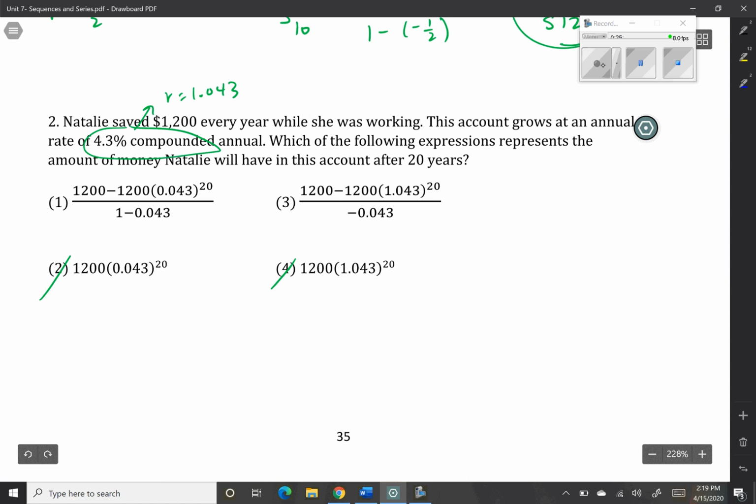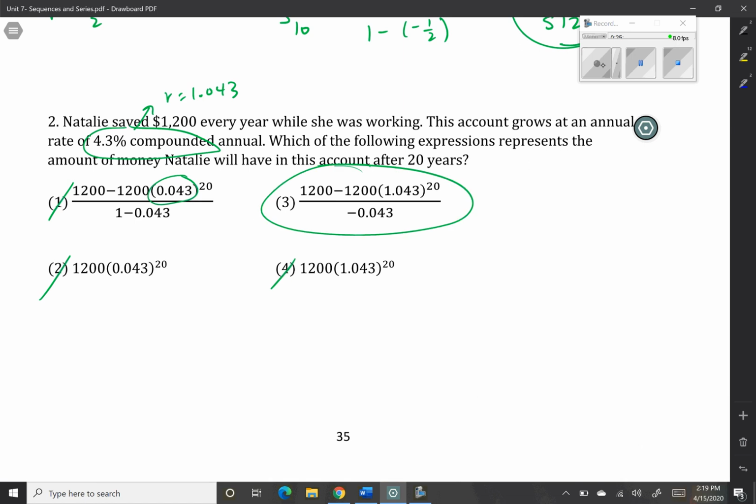They don't even have a division sign. Now, the reason why 1 is not good, this is not the right common ratio. That's the interest rate, but it's not what we would multiply from one year to the next. The answer is choice 3. Now, you might be saying, well, choice 3 doesn't have 1 minus that number, but if I do 1 minus 1.043, guess what I get? I get negative 0.043. That's the number right here.